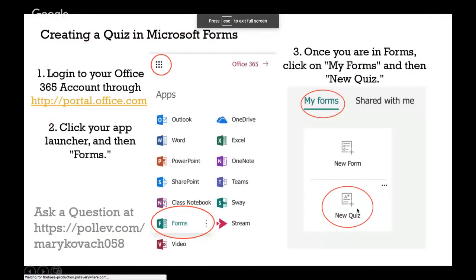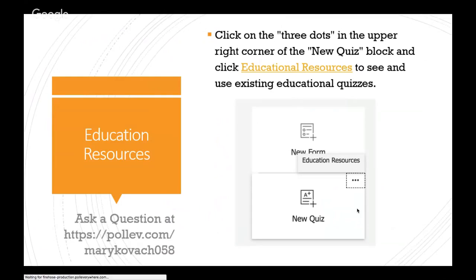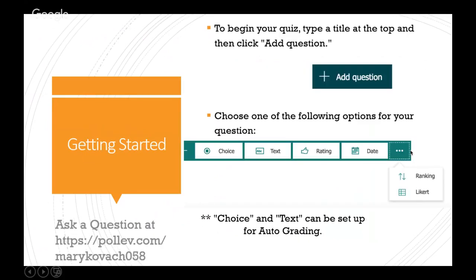presentation here. So we started our new quiz. We took a look at the educational resources, which I have linked from this presentation as well. Okay, so now we've created our quiz, and now we can click on Add Question. So again, we can choose from these four, or if I click on the three dots, I can also choose a ranking question or a Likert. So the kinds of questions that can be auto-graded would be the choice, either multiple choice or multiple select, and the text type of question, which would be sort of a fill in the blank or type in a short or long answer.